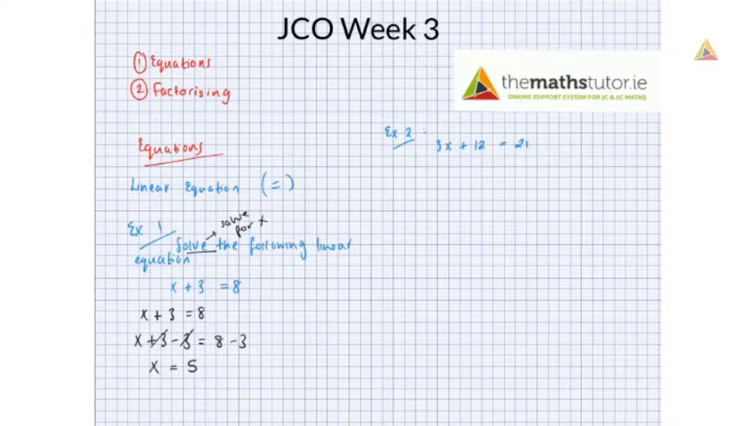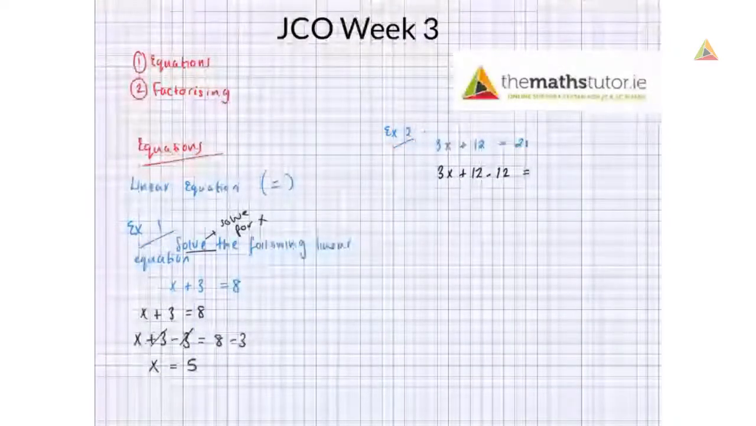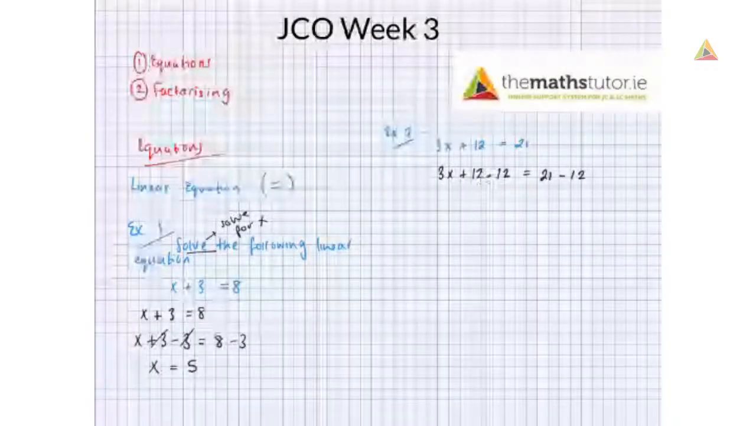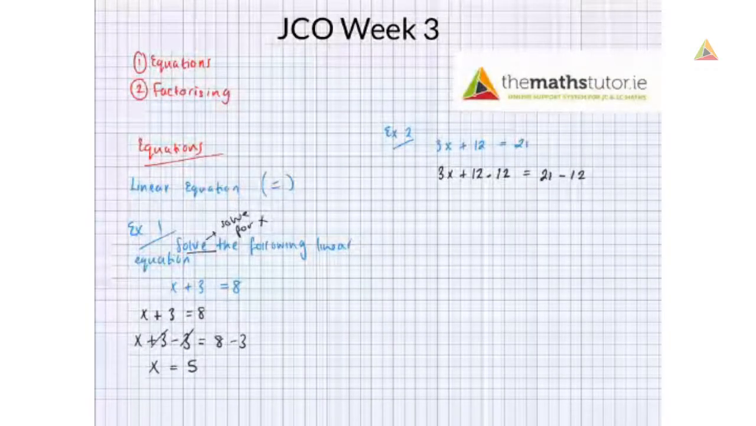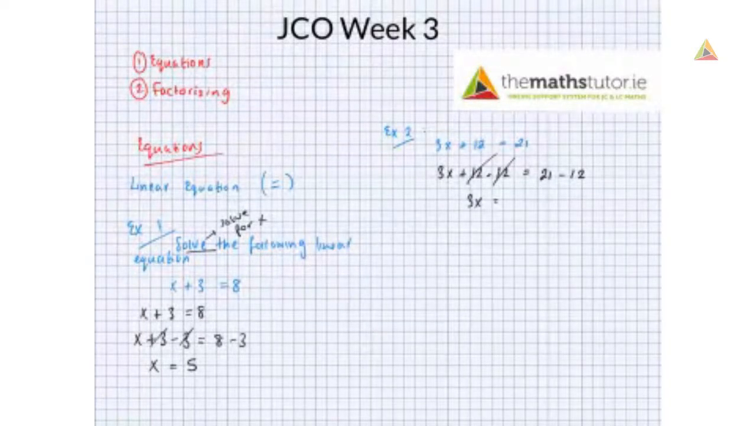So it's going to be 3x plus 12, take away 12 is equal to, and remember on the other side we need to do the same, so it's going to be 21, take away 12. Because you're taking away 12 on this side to get rid of the 12, you need to do the same on this side. So 12 minus 12 is 0, so you're going to get 3x is equal to 21, take away 12, which gives you 9.